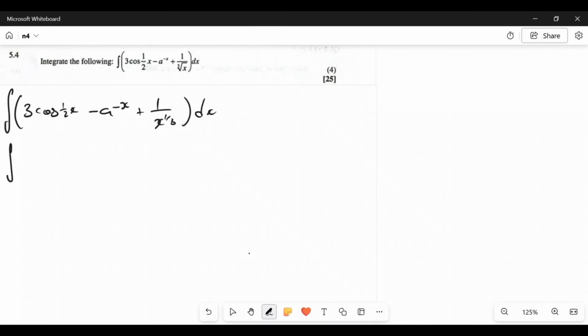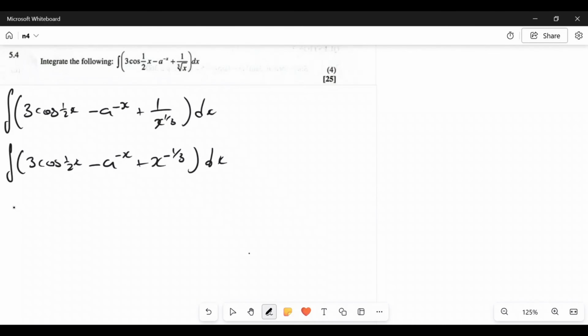So we're going to rewrite the first two terms again. We have 3 cos half x minus a to the power of negative x. If we take this x to the numerator, our 1 over 3 as an exponent is going to be negative 1 over 3, close bracket, dx. So when it's like this, we can start integrating.